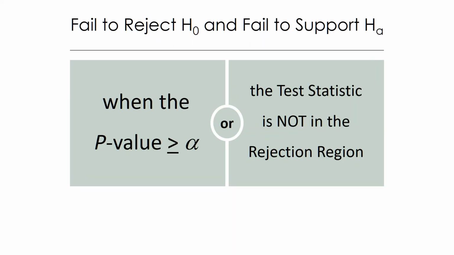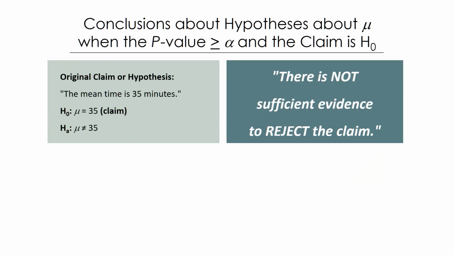On the other hand, when the p-value is greater than or equal to alpha, or the test statistic is not in the rejection region, then we fail to reject the null hypothesis and fail to support the alternative hypothesis. So again, let's look at the conclusions about the hypotheses about mu, in this case when the p-value is greater than or equal to alpha.